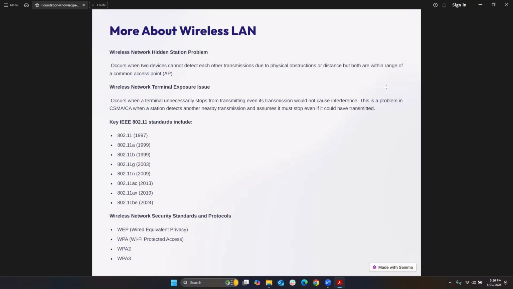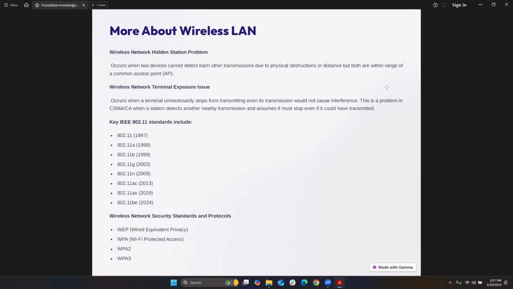CSMA. The other problem is the terminal exposure problem. This happens when a device stops transmitting unnecessarily, even though it wouldn't have caused interference. This is a waste of network bandwidth, as the device could have continued sending data. Using a modern Wi-Fi protocol could solve this problem by managing the network access.